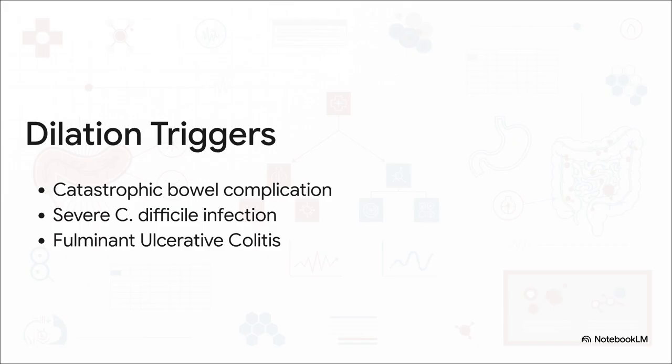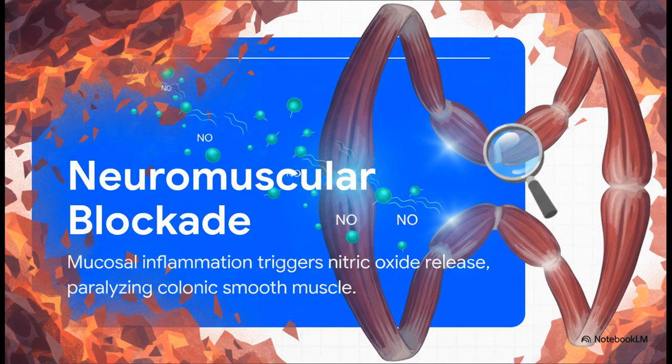First, we've got to establish the pathophysiologic trigger. Toxic megacolon is an acutely catastrophic bowel complication. It is driven by profound mucosal inflammation, and it almost always precipitates from either a severe clostridioides infection or a highly fulminant ulcerative colitis flare. The intricate cellular mechanism behind this is actually fascinating. Massive mucosal inflammation triggers local mediators, primarily a massive release of nitric oxide. This nitric oxide surge induces a state of neuromuscular blockade, literally paralyzing the colonic smooth muscle. And without that muscle tone, the colon just begins to massively and rapidly dilate.